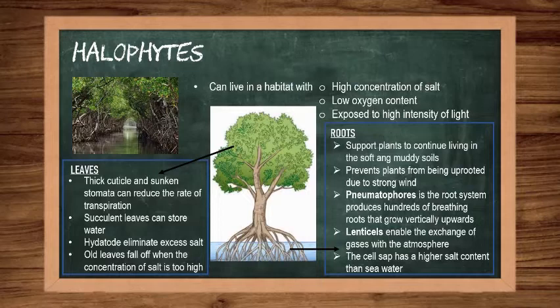Pneumatophores is the root system that produces hundreds of breathing roots that grow vertically upwards. There are many pores on the root which are called lenticels to enable the exchange of gases with the atmosphere. Lastly, the cell sap of mangrove roots has a higher salt content than seawater. Hence, the cell sap of the roots does not lose water by osmosis. Instead, the mangrove trees receive water and mineral salts from the seawater entering their roots.